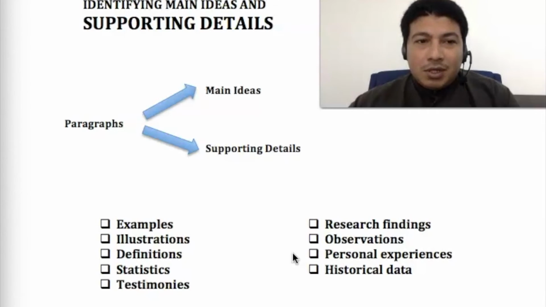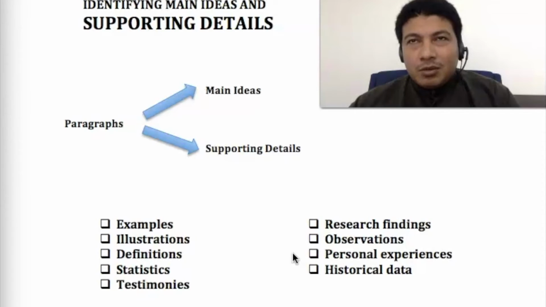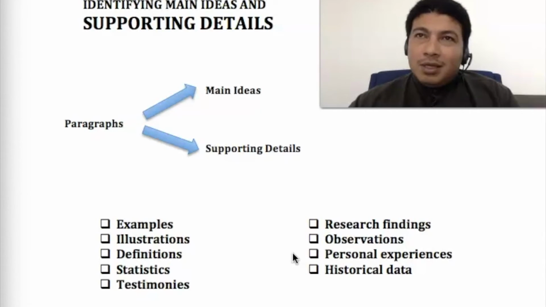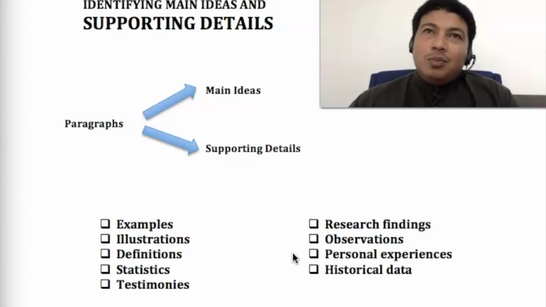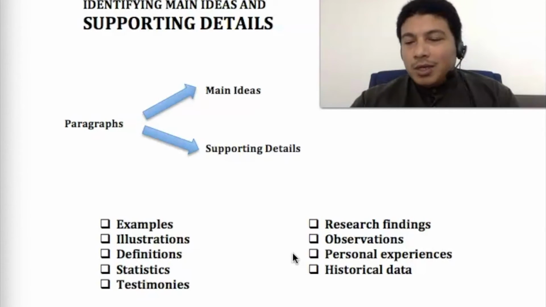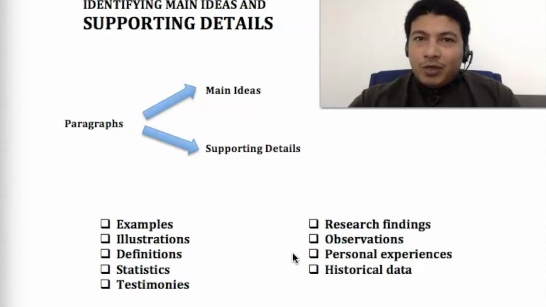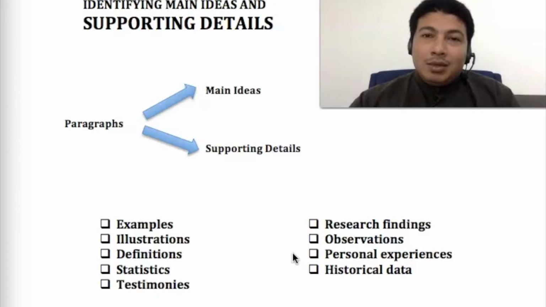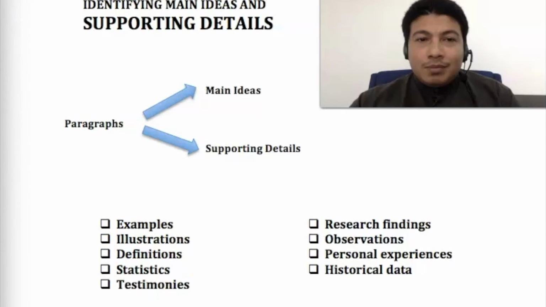And lastly, you have historical data, which includes information about events and people in the past, because it is historical. So normally when you have historical data in your writing, you are trying to predict what would happen in the future. So that is why you tell people what happened in the past. So the same thing could happen in the future if we don't take appropriate actions now. So historical data can be a type of supporting detail.